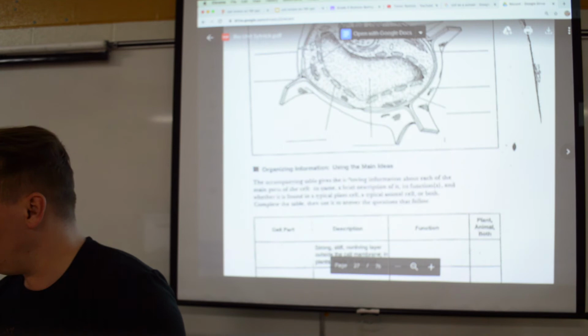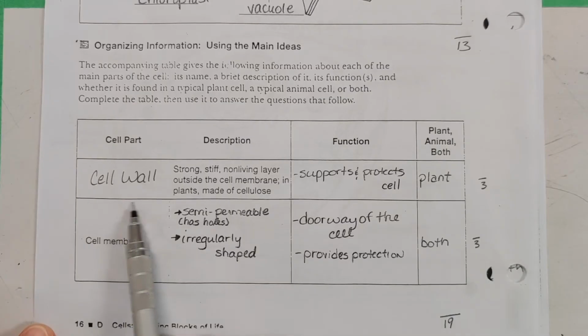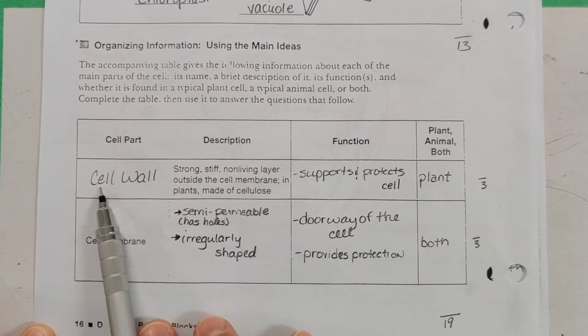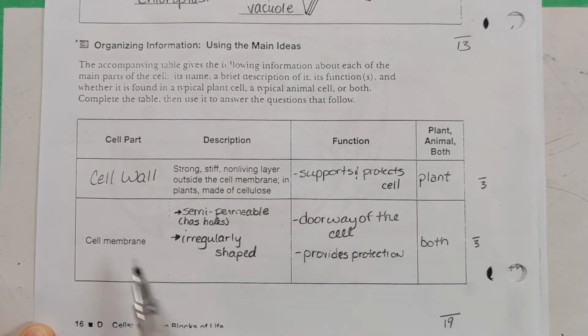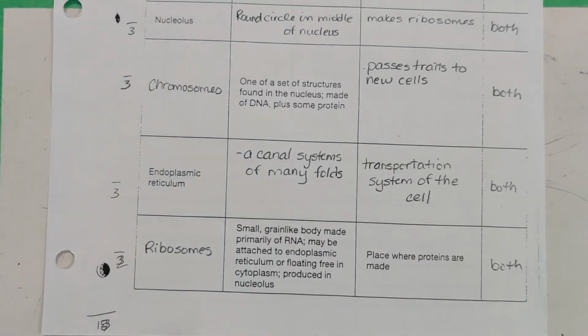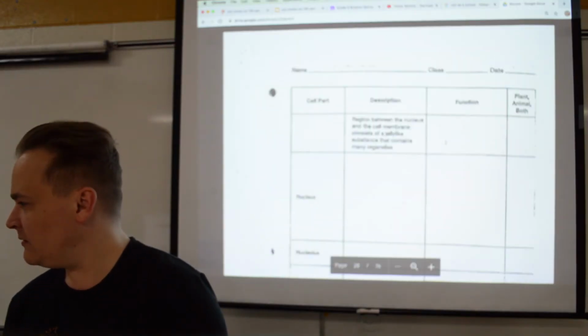So the cell wall supports and protects, found in a plant cell. Cell membrane, semi-permeable, irregularly shaped. It's the doorway, provides protection, found in both plant and animal. We'll flip it over to the next sheet.